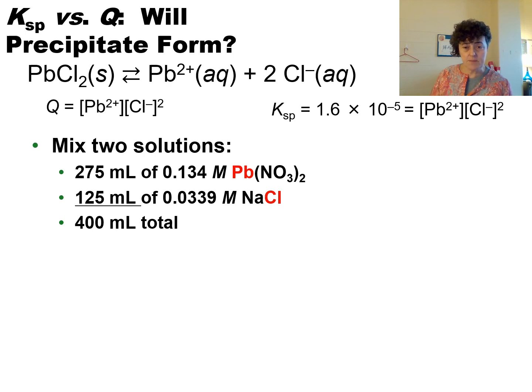So let's see an example. We're mixing two solutions, and one contains lead nitrate and the other one contains sodium chloride.